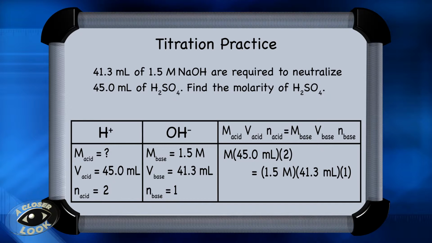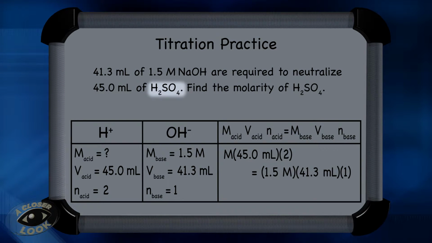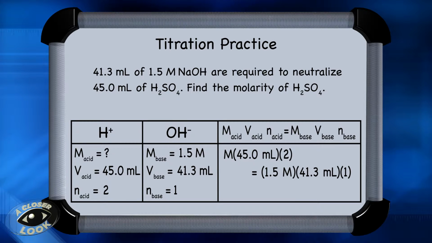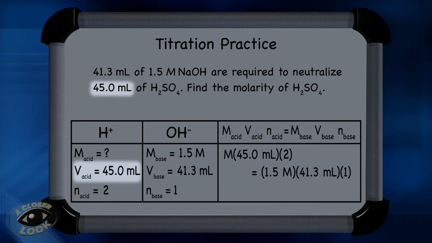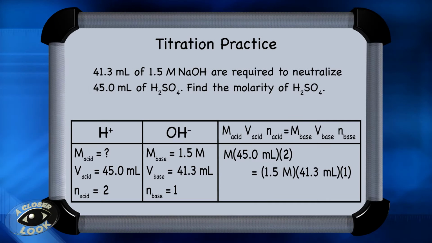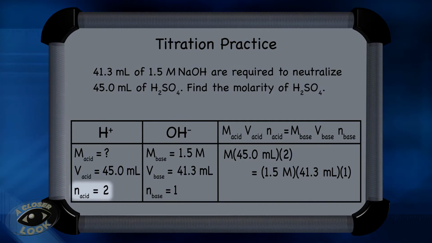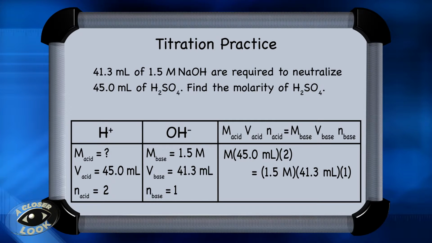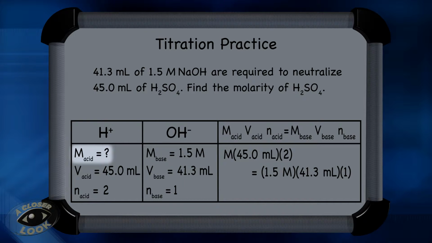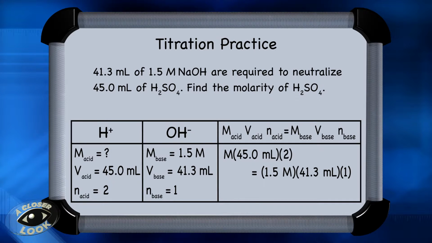For the hydrogen ion, which relates to the sulfuric acid, what we know is that the volume of the acid was 45.0 milliliters. The N is the number of hydrogen ions that are present in the formula of the acid, and that number is 2 because the formula is H2SO4. We do not know the molarity of the acid. That is what we're trying to solve through the calculation.